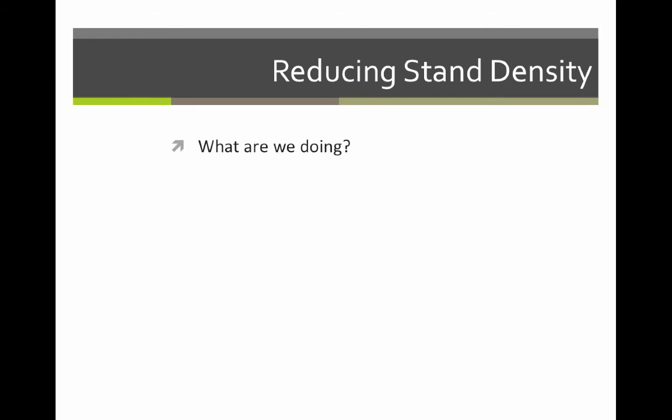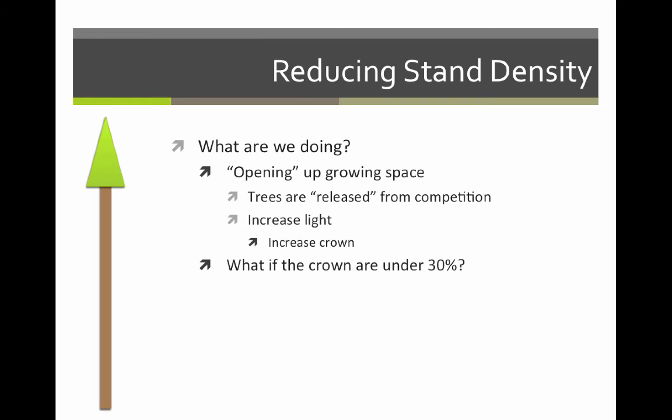So, reducing stand density. What exactly are we doing by reducing stand density? So we're opening up growing space. So there's available growing space. Trees are released from competition. So we're removing what's next to them. So we're allowing those crowns to expand. So there's an increase in light, increase in crown.